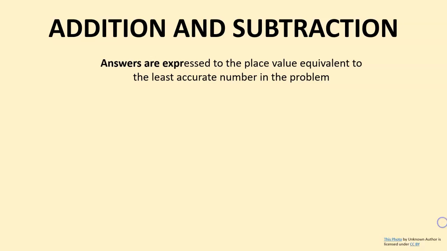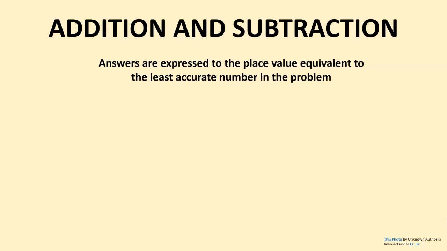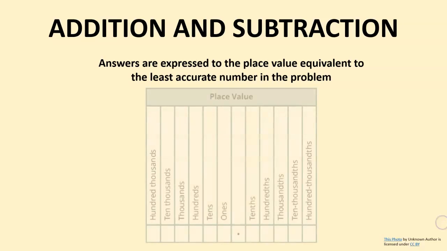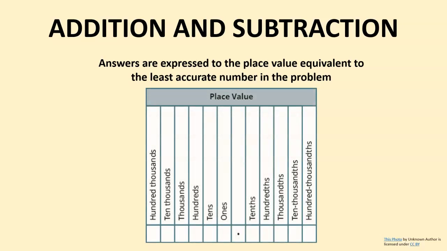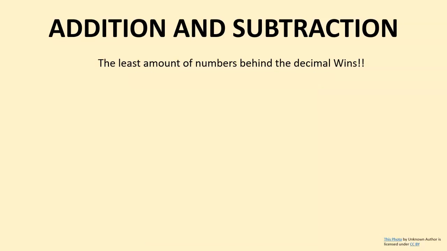So the first thing we want to remember is that addition and subtraction, the answers are expressed to the place value equivalent to the least accurate number in the problem. Now here's a little quick reference chart that I wanted to give you. You can see the decimal right there in the center. If you move to the right, you have the below a whole number, it's going to be a point number, and then move to the left, and those are going to be whole number values. So we're going to be studying really what's going to be on the right of that decimal here.